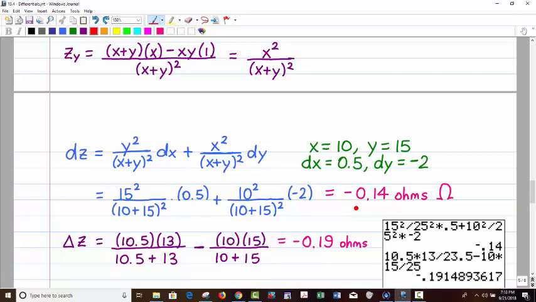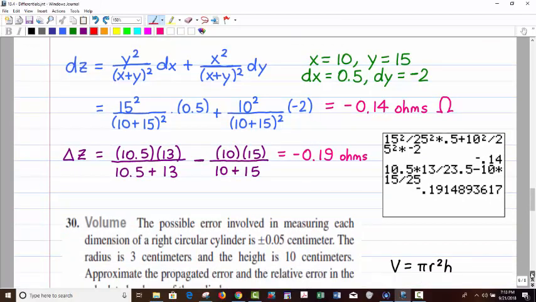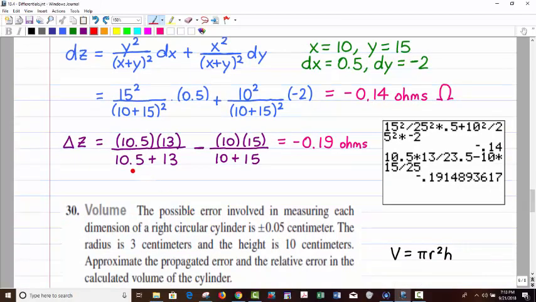And I guess I just drew the ohm symbol for no particular reason. And then down here, even though it didn't ask for it, I took the original function and took the second point right here, 10.5 comma 13, and subtracted off the first point, which was 10 comma 15, and got negative 0.19 ohms. So that negative 0.14 ohms was a pretty decent approximation for negative 0.19 ohms.